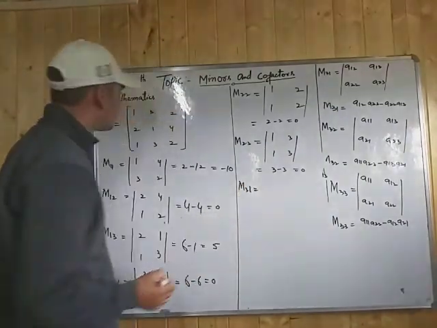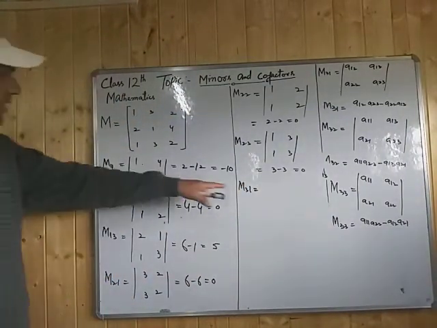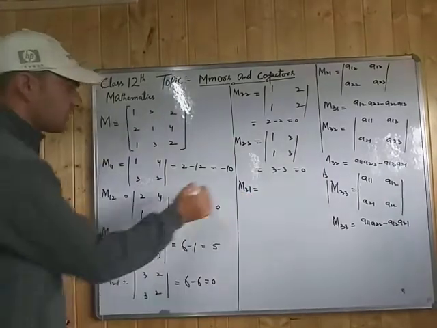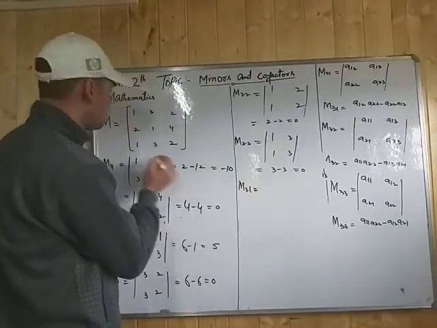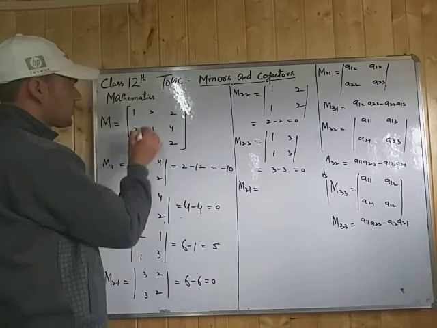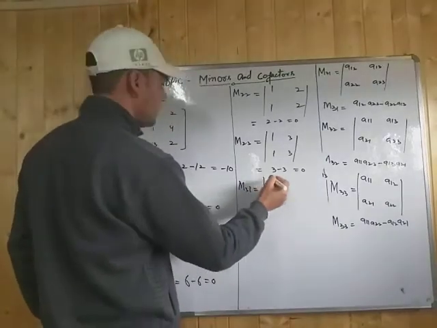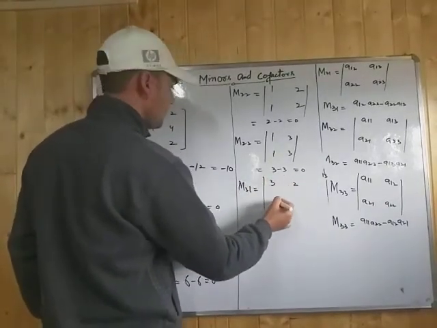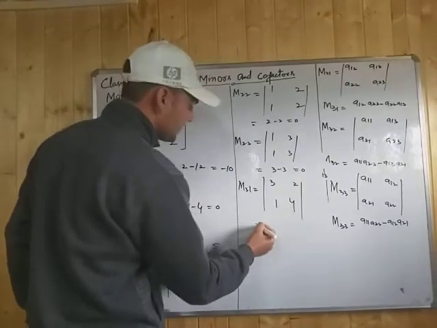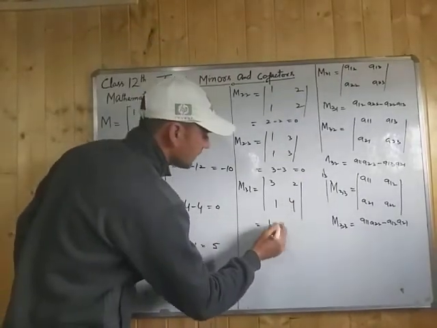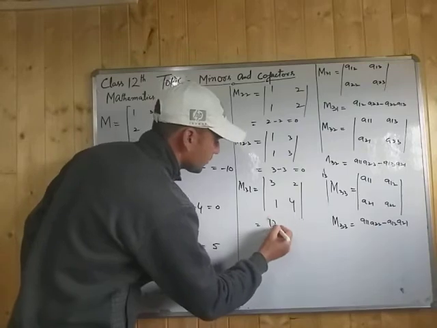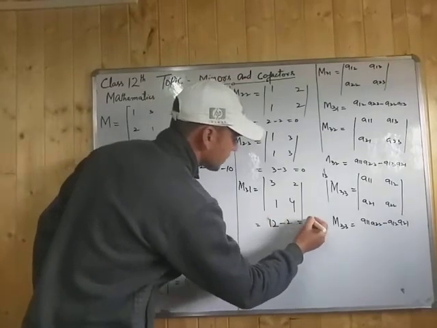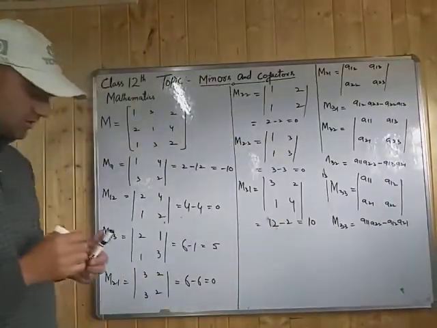M31, by deleting third row and first column. So third row but first column. So this will be equal to 3 2 1 4. So that is equal to 12 minus 2. So that is equal to 10.